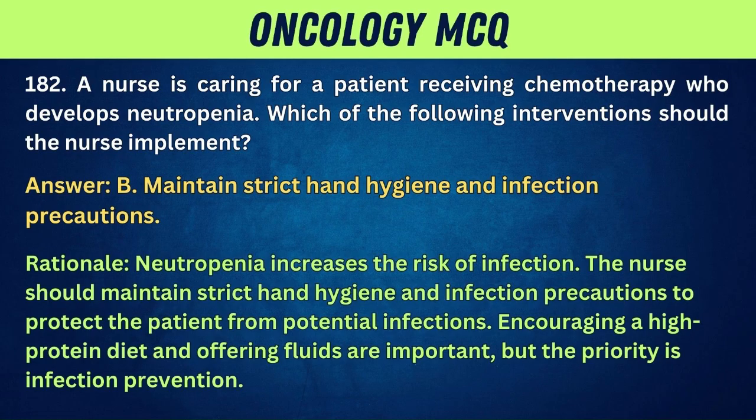Rationale: neutropenia increases the risk of infection. The nurse should maintain strict hand hygiene and infection precautions to protect the patient from potential infections. Encouraging a high-protein diet and offering fluids are important, but the priority is infection prevention.